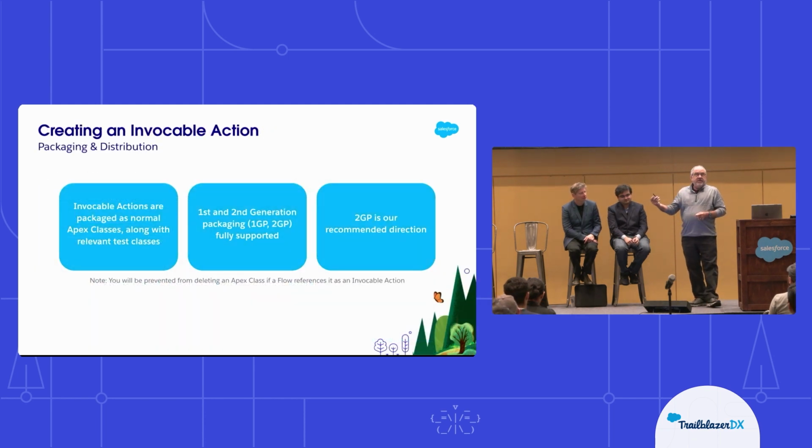And because this is Apex, we package it and provide it like any other Apex code. You can use first generation or second generation packaging. We do recommend second generation packaging. But one thing to keep in mind is once you deploy or release one of these actions into an org and somebody's starting to use it in a flow, you can't then go and delete that action because it's being referenced somewhere else in the system. So do keep that in mind.